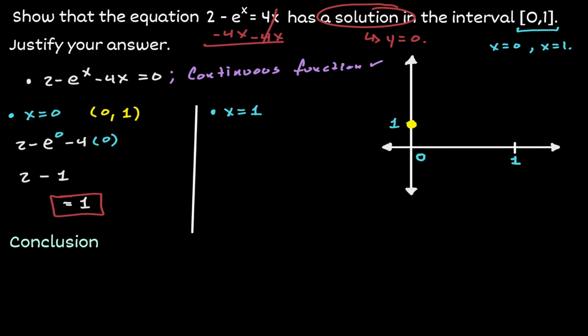Now let's evaluate the function at x equals 1. Let's go to the polynomial, and every time we see an x, let's plug in 1. So let's bring down the 2. And e to the first, that's approximately 2.71. And 4 times 1, so we're going to get negative 4. And when we combine these values, we're going to get negative 4.71.